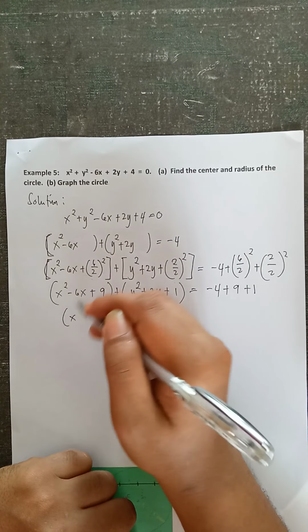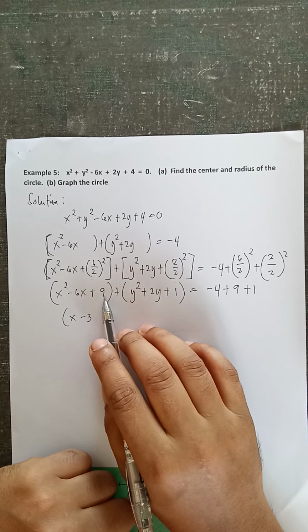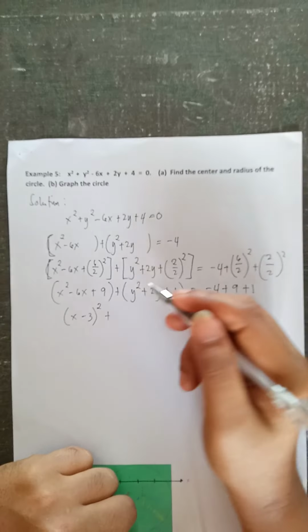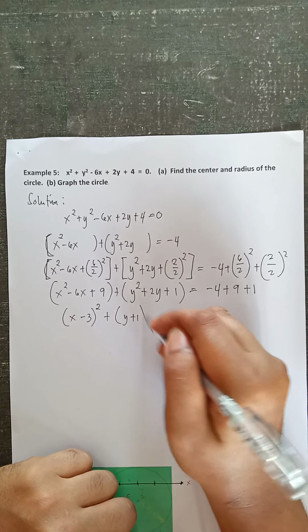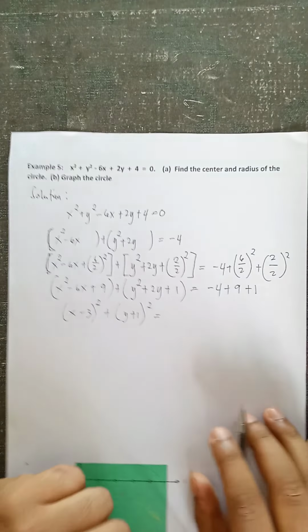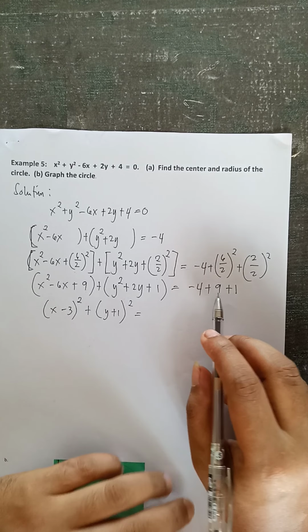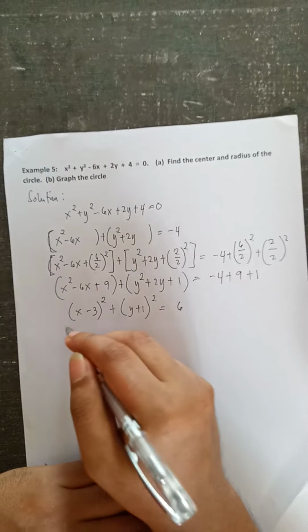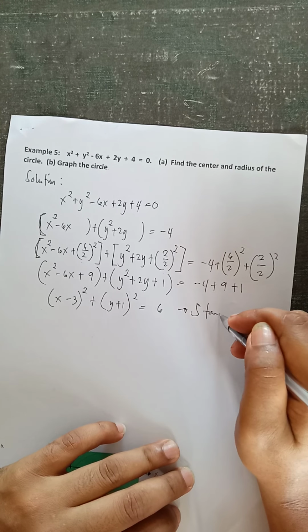So we have the factors (x minus 3) squared, so we get the square root of 9. So we have 3, plus (y plus 1) squared equals negative 4 plus 9 equals 5 plus 1, 6. So naka-create na ta og standard form. Mao na siya ang standard form.